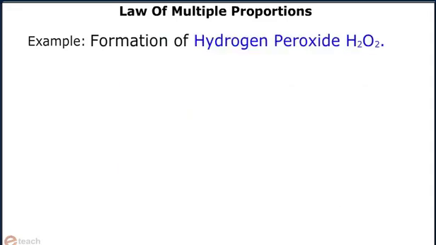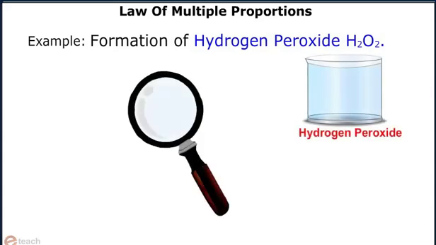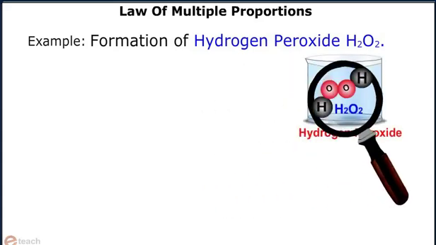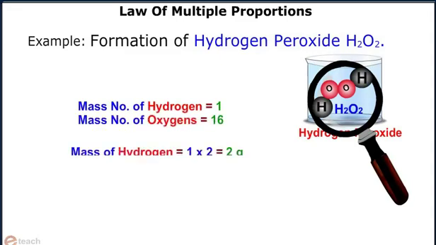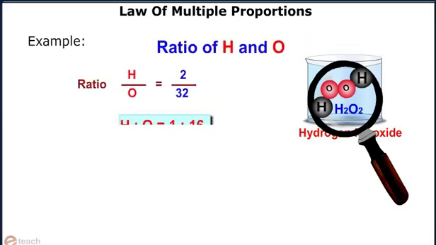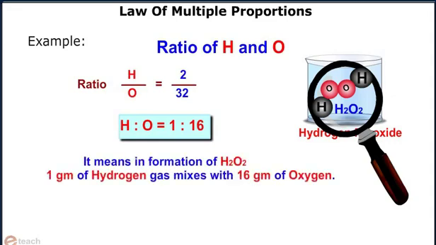Let us study the formation of hydrogen peroxide, H2O2. Mass number of hydrogen equals 1. Mass number of oxygen equals 16. Mass of hydrogen equals 1 into 2 equals 2 grams. Mass of oxygen equals 16 into 2 equals 32 grams. It means in the formation of H2O2, 1 gram of hydrogen mixes with 16 grams of oxygen.